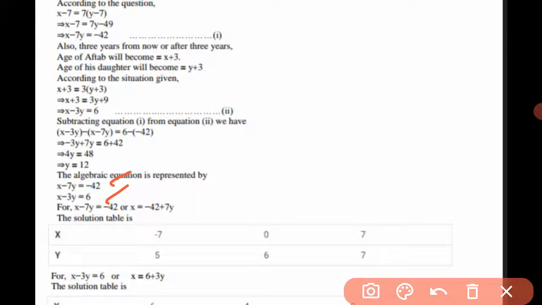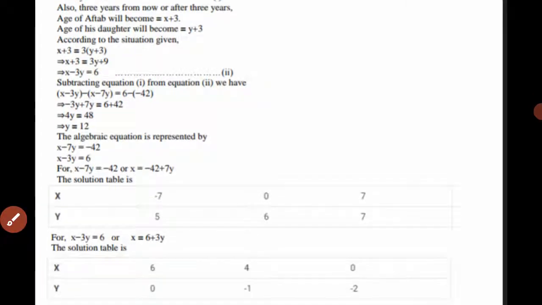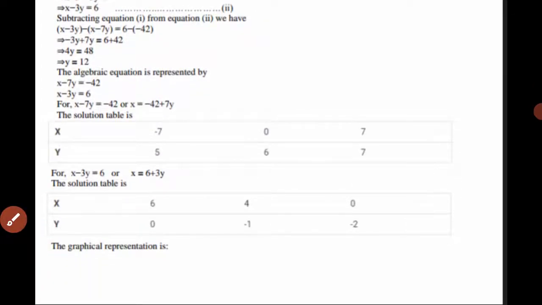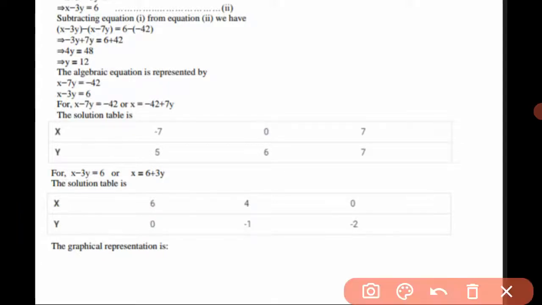From x minus 7y equals minus 42, we get x equals minus 42 plus 7y. By solving this we can make a table, taking x and y. From the first equation, when x is minus 7, y will be 5. When x is 0, y will be 6. When x is 7, y will be 7.